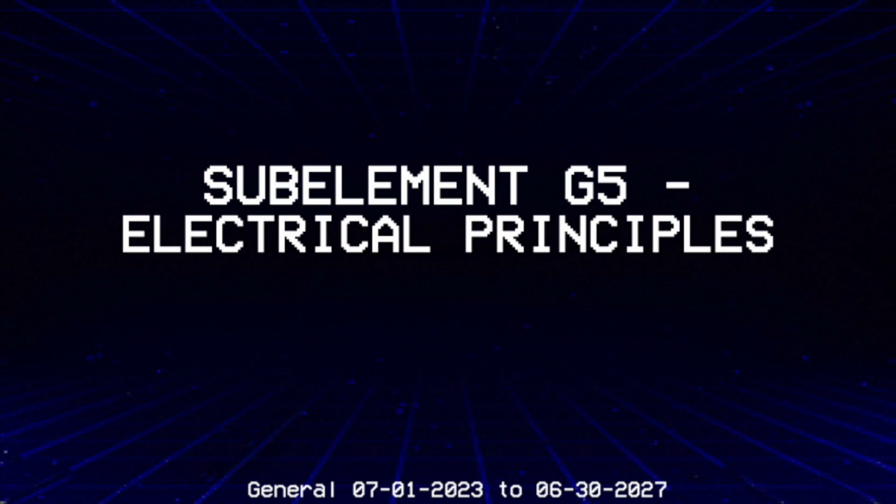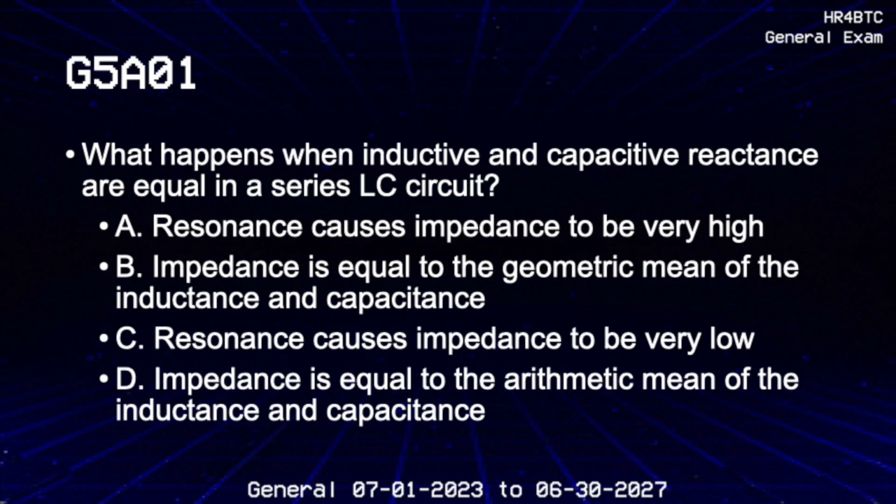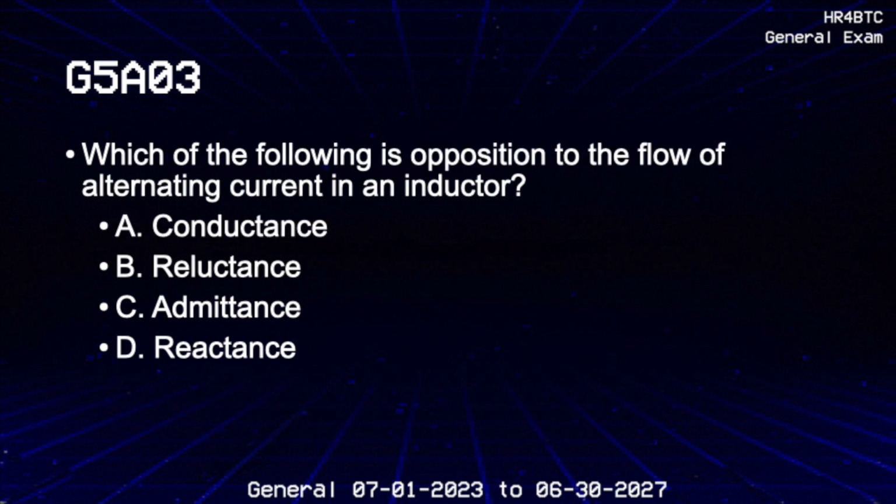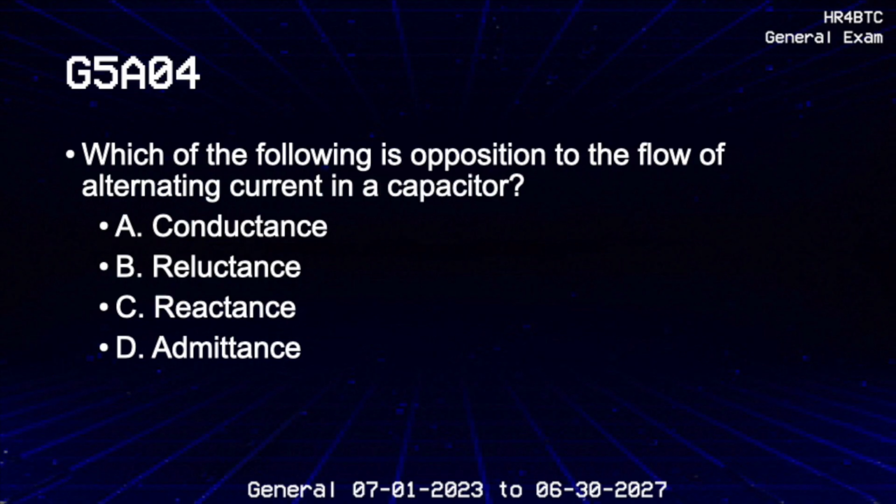Subelement G5, Electrical principles. What happens when inductive and capacitive reactance are equal in a series LC circuit? Resonance causes impedance to be very low. What is reactance? Opposition to the flow of alternating current caused by capacitance or inductance. Which of the following is opposition to the flow of alternating current in an inductor? Reactance. Which of the following is opposition to the flow of alternating current in a capacitor? Reactance.